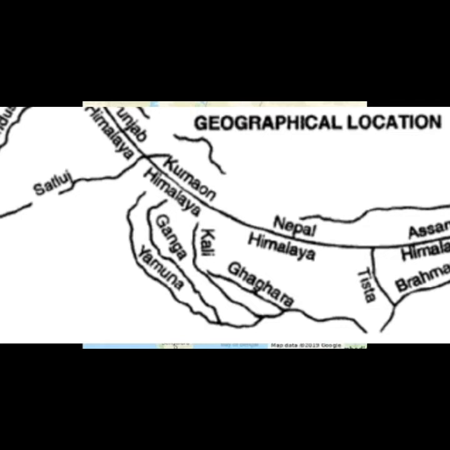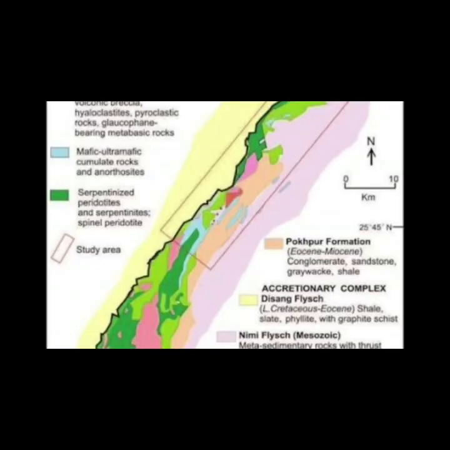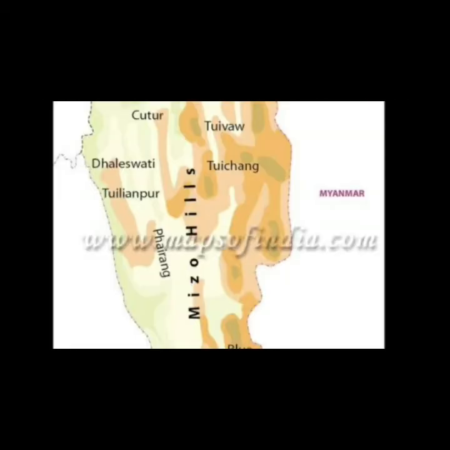The Himalaya lying between the Indus and Satluj is known as the Punjab Himalaya. The Himalaya lying between Satluj and Kali is known as the Kumaon Himalaya. The Himalaya lying between Kali and Teesta is known as the Nepal Himalaya. The Himalaya lying between Teesta and the Dihang rivers is known as the Assam Himalaya. The Brahmaputra is the easternmost boundary of the Himalaya. The Purvanchal comprises the Patkai Hills, Naga Hills, Manipur Hills and Mizo Hills.